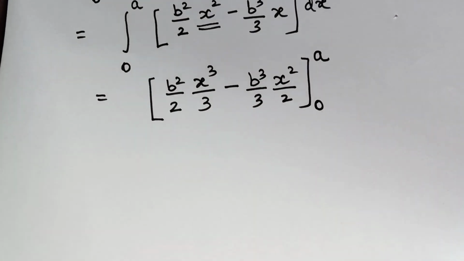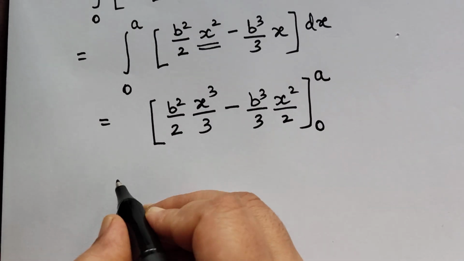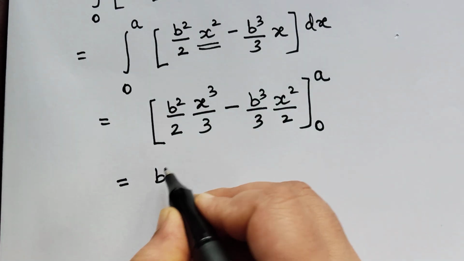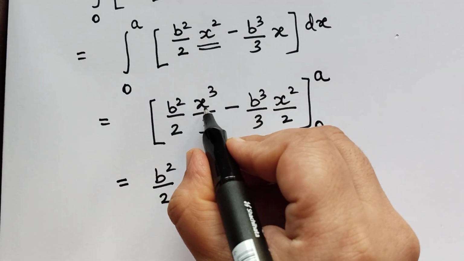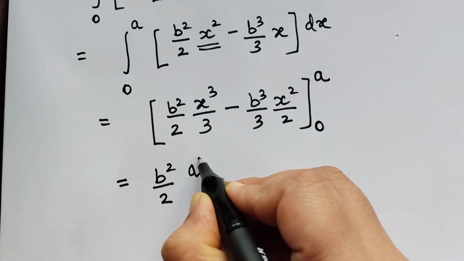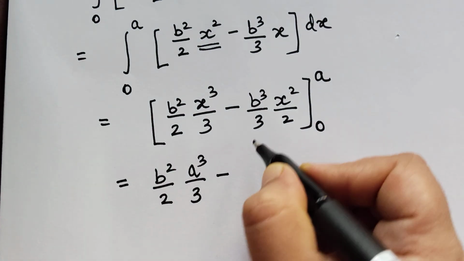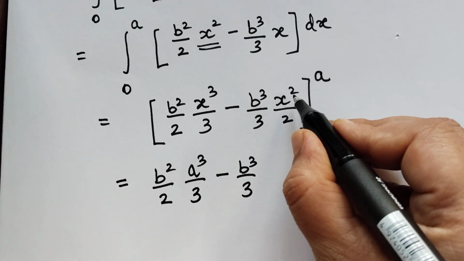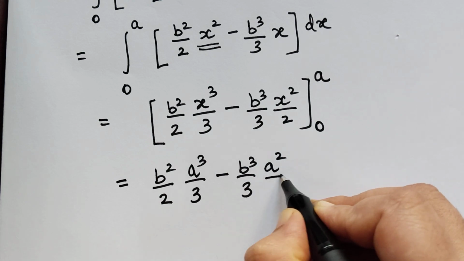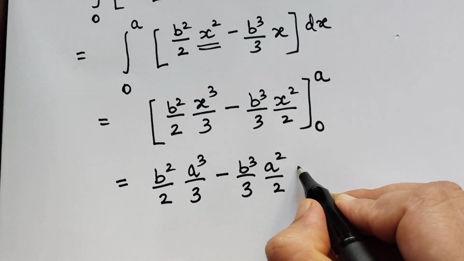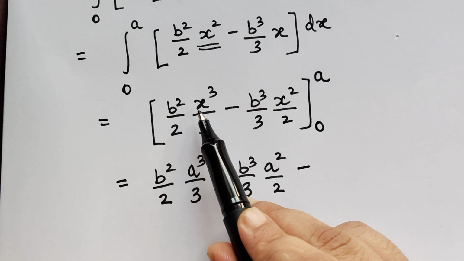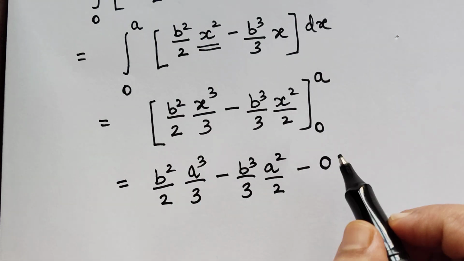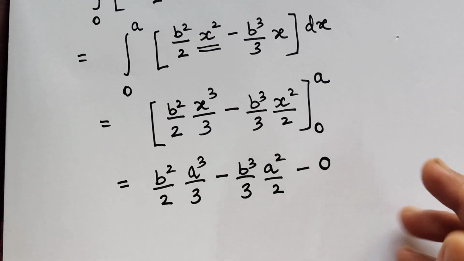Now we shall apply the upper limit and the lower limit for the variable x, since we integrated with respect to x over here. When we apply that, first b squared by 2 comes as it is, and in the place of x we have to put a. So it will be a cubed by 3, minus this term now. b cubed by 3 comes as it is, and in the place of x we replace by a, and so we get a squared by 2. So the upper limit is done, minus the lower limit. But we see that when we substitute x as 0 over here, both the terms become 0, and so the lower limit is 0 only.